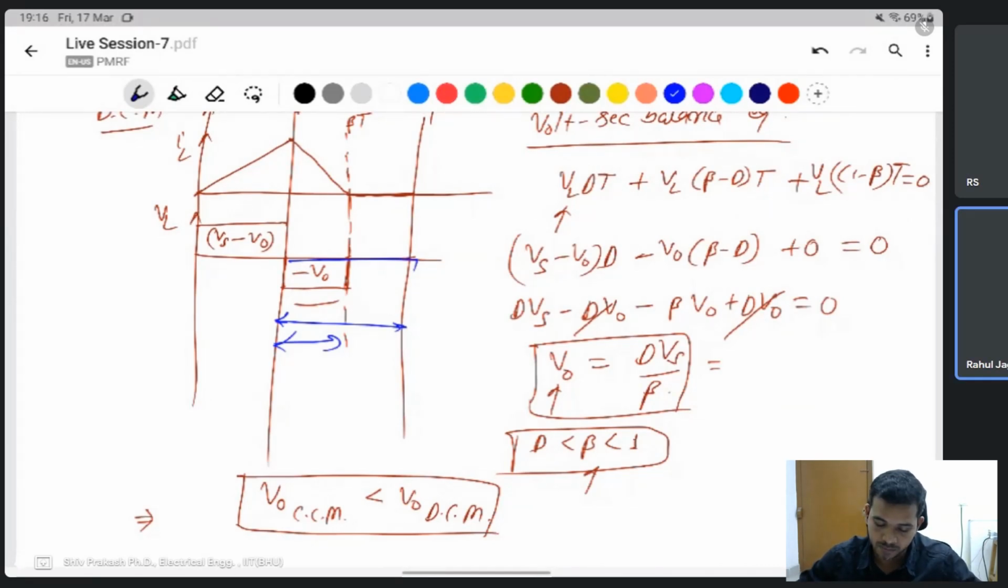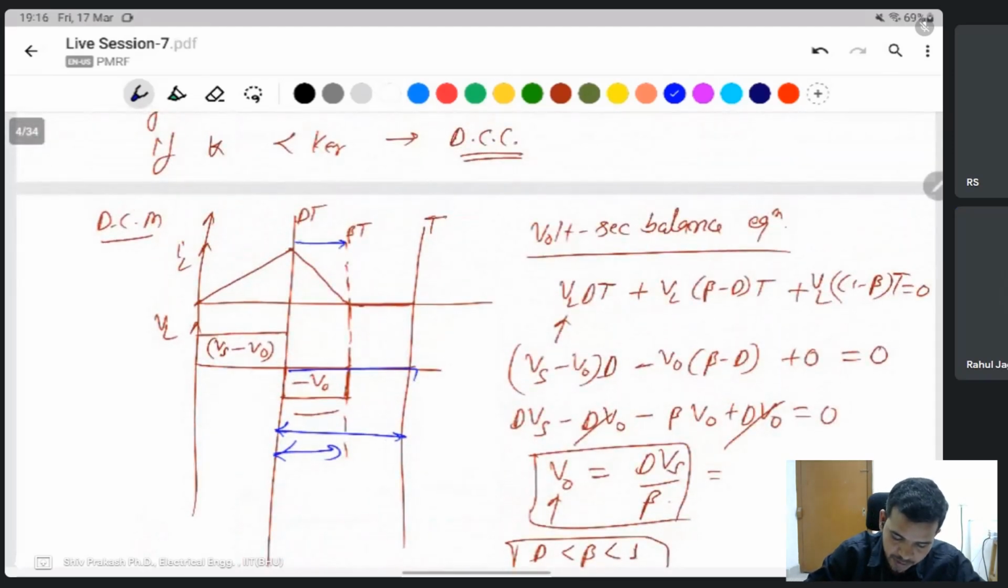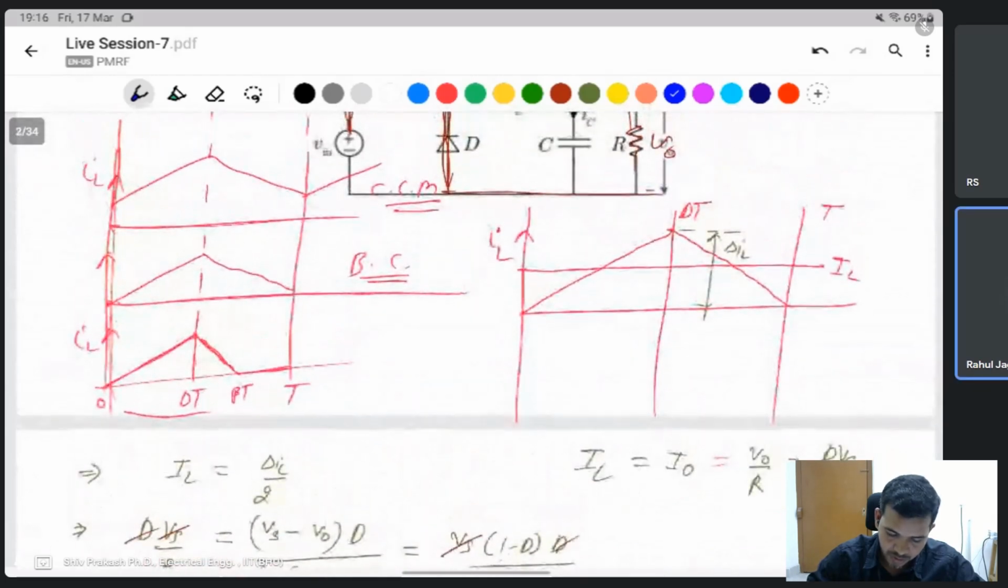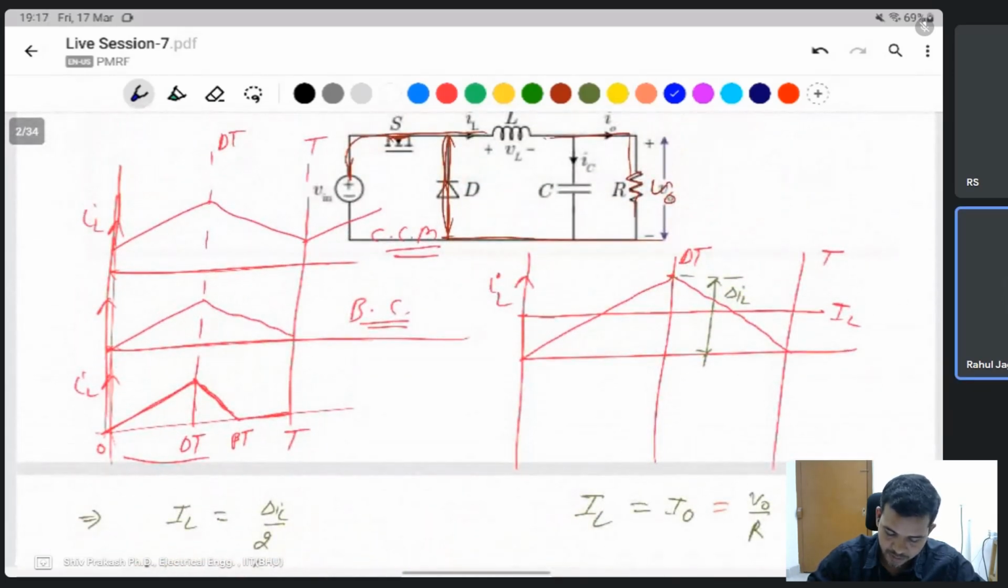Sir, how did you get beta minus D? This time period, T minus beta T minus D T, is the off time period when the switch is off. Okay, and in the previous case, how did you get the 2? The 2 in 2 F L, yes. Just go down.